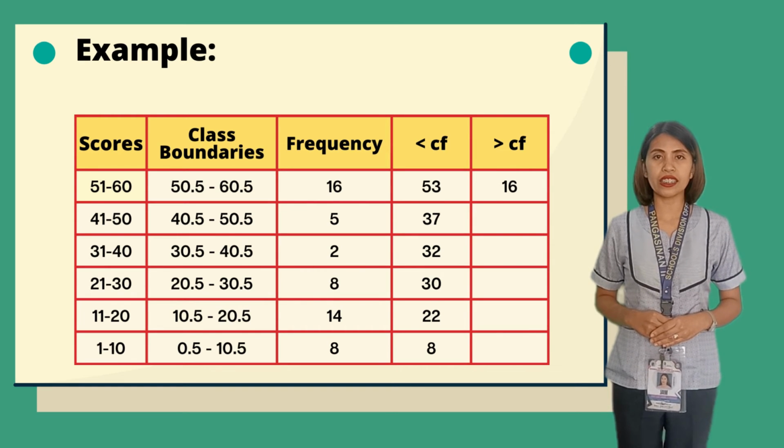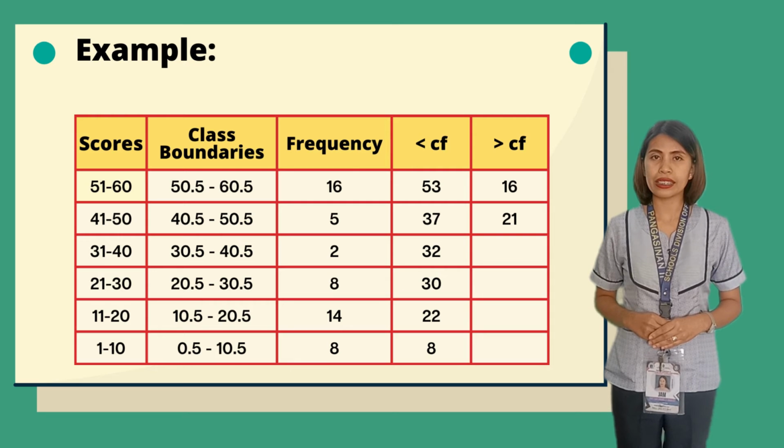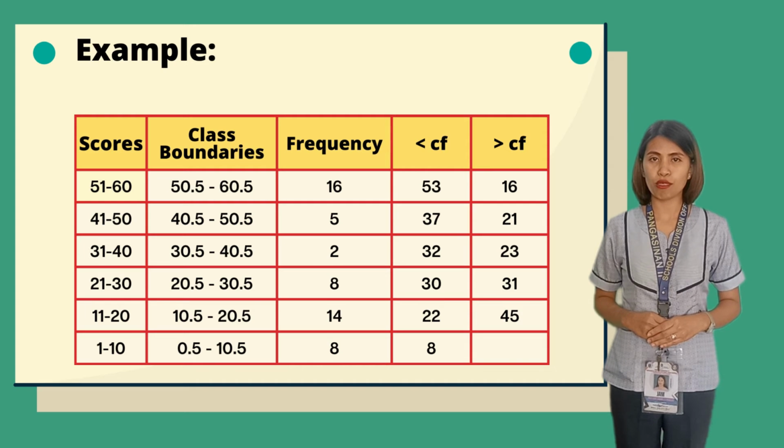For the next greater than cumulative frequency, we have 16 plus 5. Therefore, we have 21. Next, 21 plus 2, we have 23. Next, we have 23 plus 8, therefore we have 31. 31 plus 14, we have 45. Next, we have 45 plus 8 equals 53.